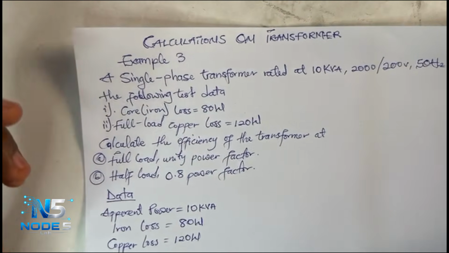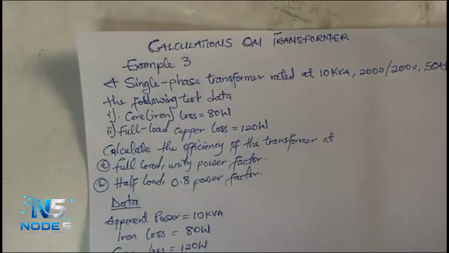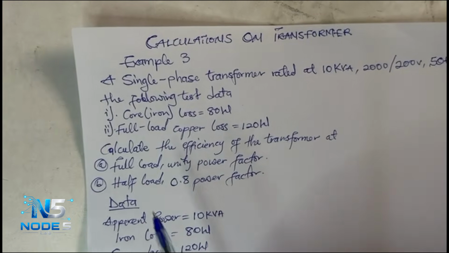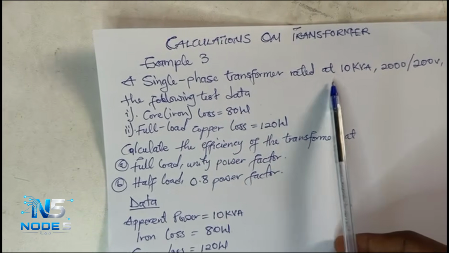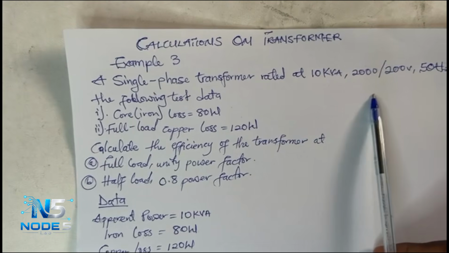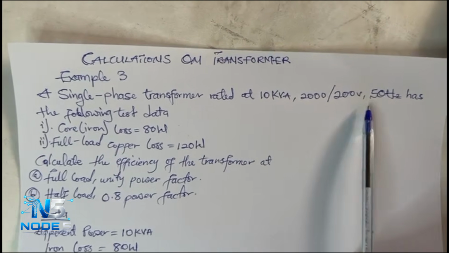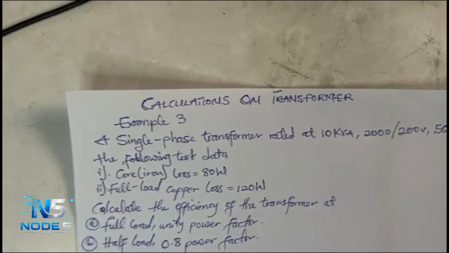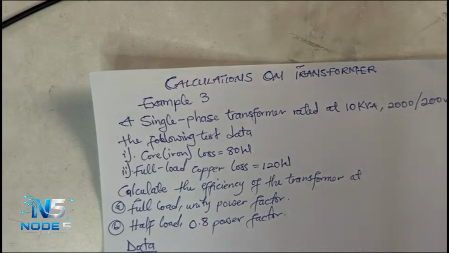Today's question is telling us to find the efficiency of a single phase transformer rated at 10 kVA, 2000/200 voltage, 50 Hz, which has the following data. So let's see the data it is trying to tell us it has.